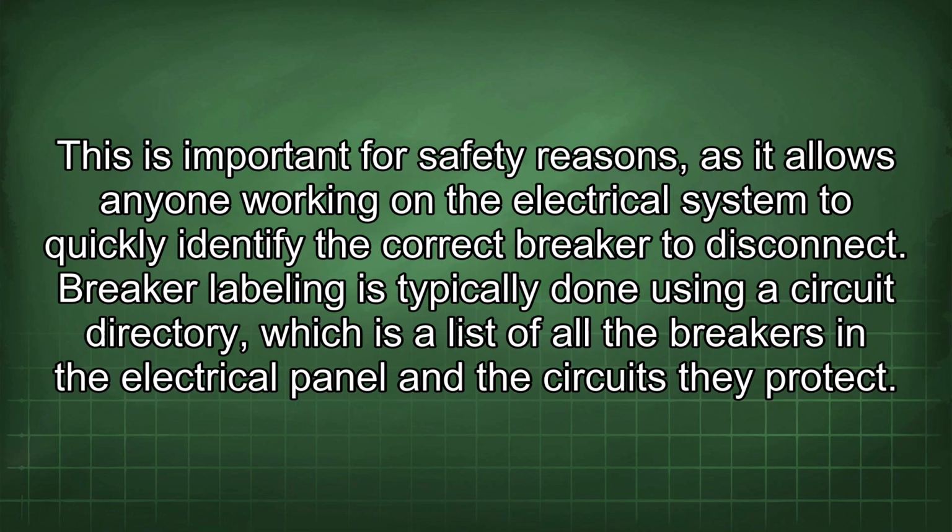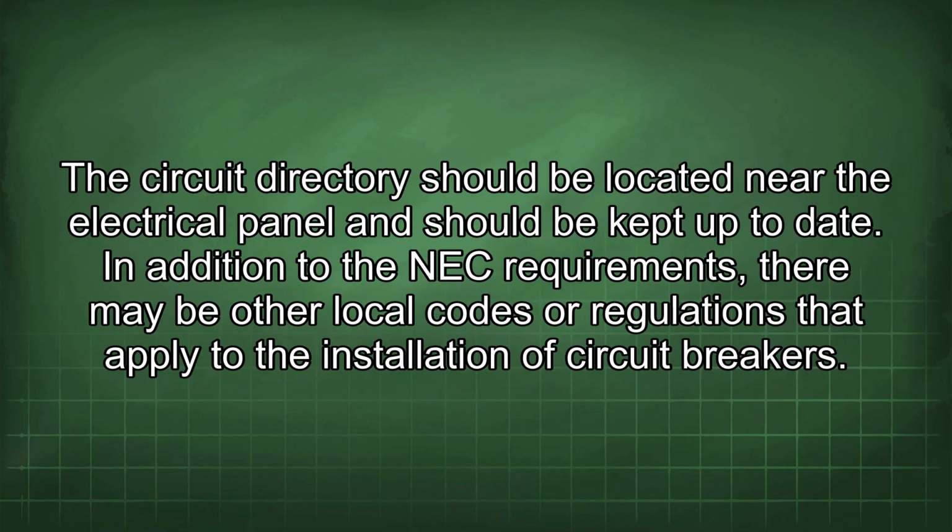This is important for safety reasons, as it allows anyone working on the electrical system to quickly identify the correct breaker to disconnect. Breaker labeling is typically done using a circuit directory, which is a list of all the breakers in the electrical panel and the circuits they protect. The circuit directory should be located near the electrical panel and should be kept up to date.